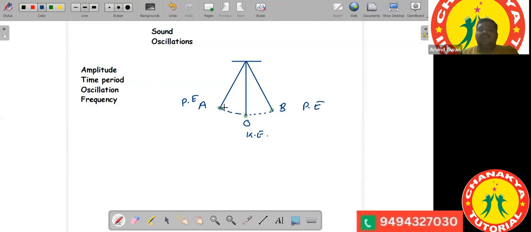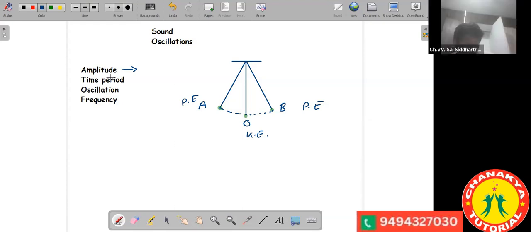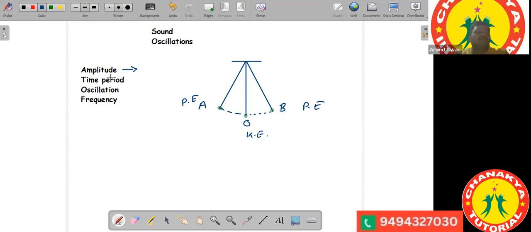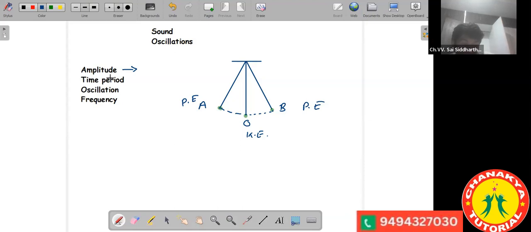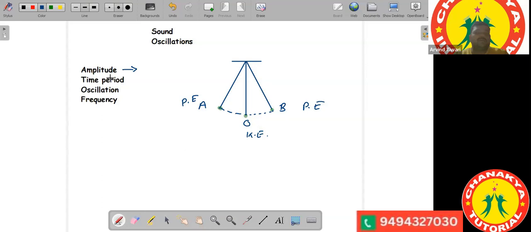So in this diagram, what will be the amplitude? Which distance will I call the amplitude? Can anyone tell me? Which distance will be called as amplitude? Siddharth, which distance shall I call as amplitude then? Sir, I wasn't there when you told this topic. I was absent. Okay. Anyone? Siddharth, can you tell me which distance will be the amplitude?